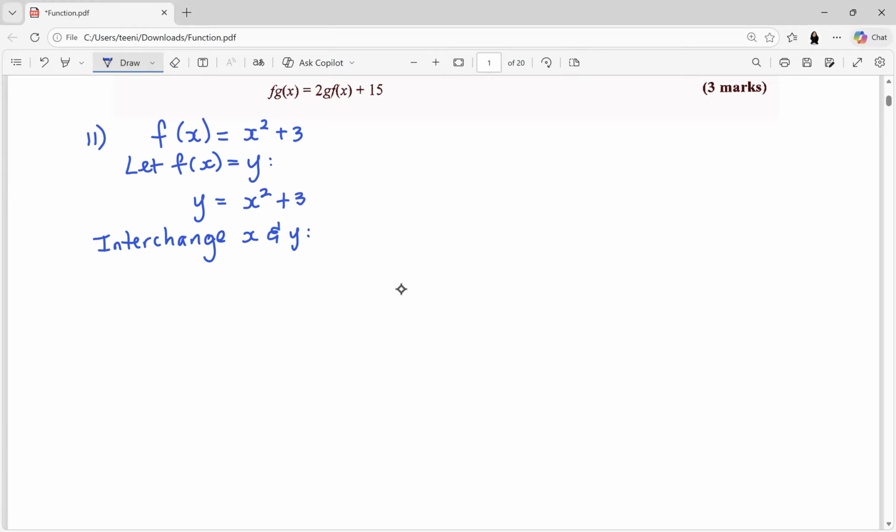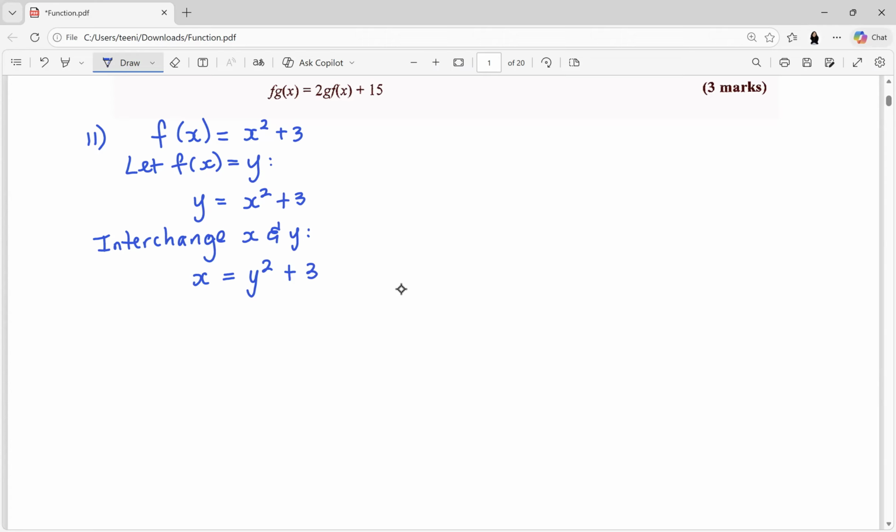So instead of y, you're going to write x, and instead of x, you're going to write y. So what should I write? I have y is equal to x squared plus 3. So what should that be? It'll be x equals y squared plus 3. Right? It will be x equals y squared plus 3.